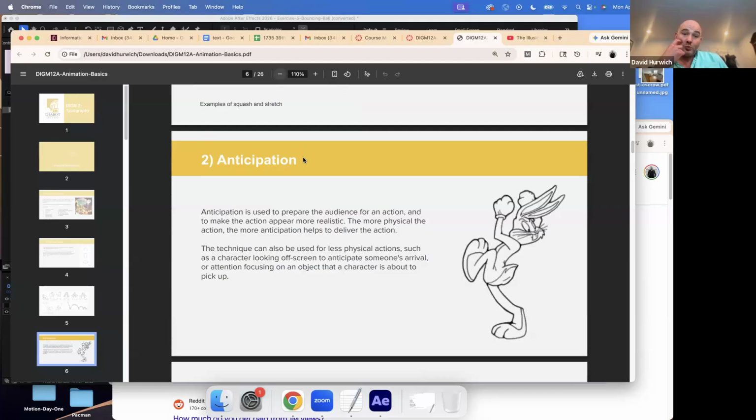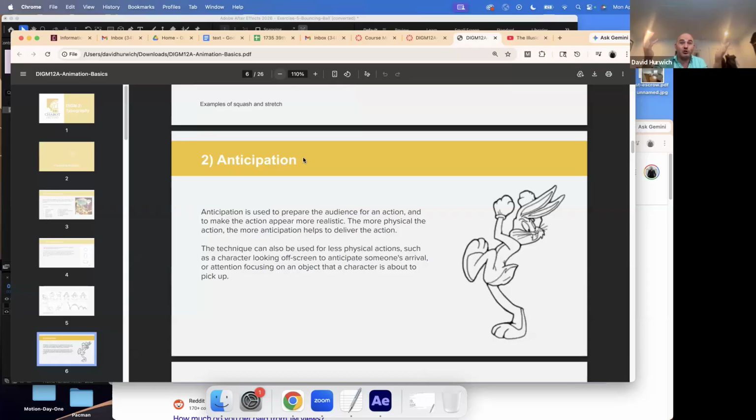Anticipation is when you have your character do an action or a pose that sets up the audience with what's going to happen next. Okay. So the way I explain it is, let's say my hand is like this, and I do that.